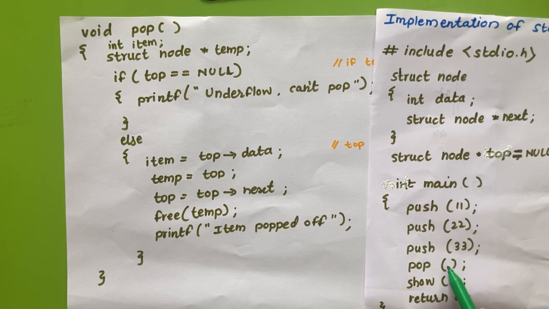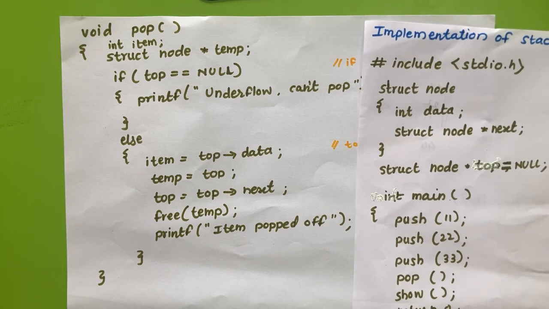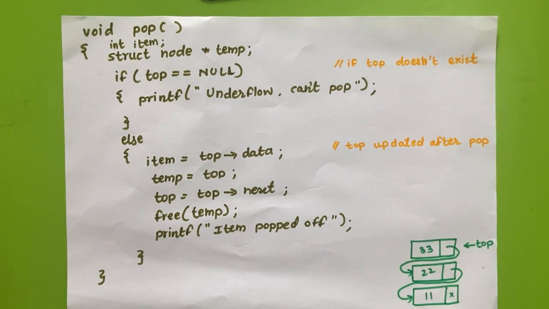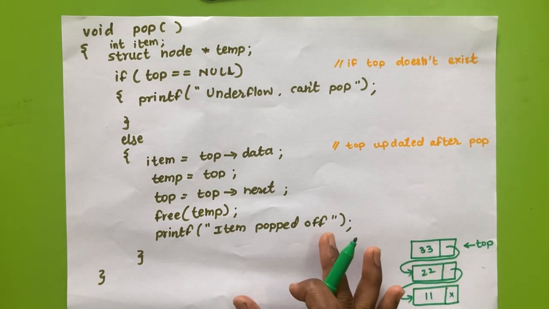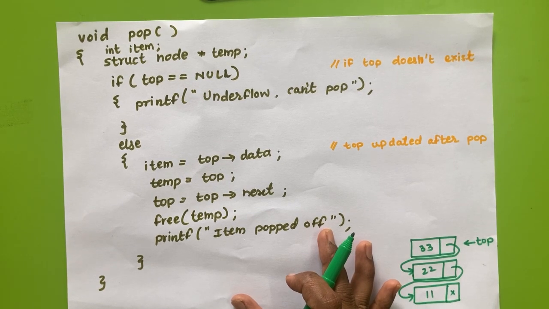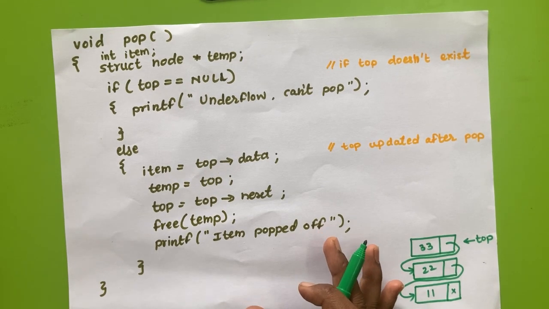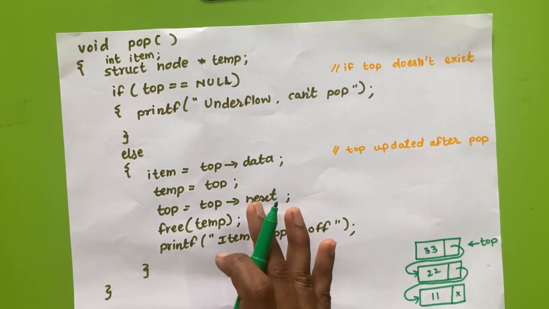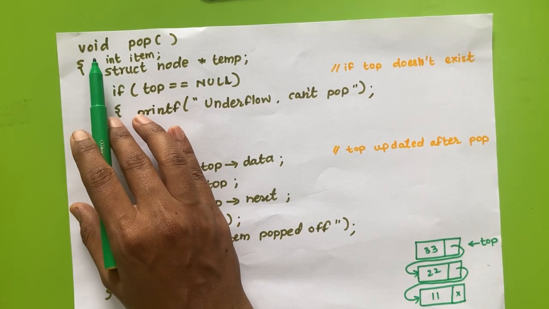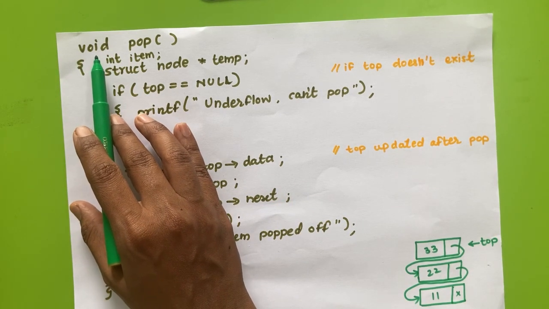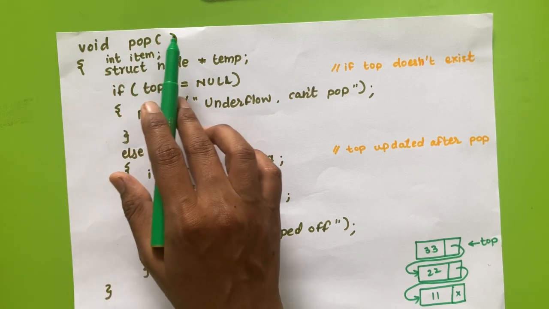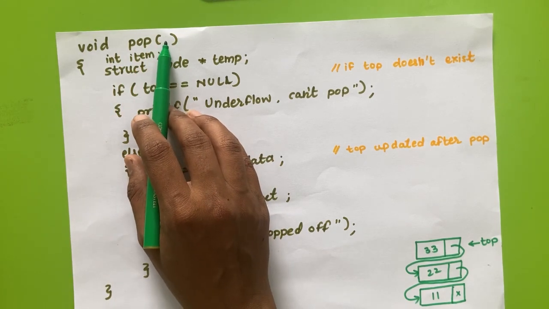Here the pop operation doesn't require any parameter to pass, because the pop operation will automatically pop out the top element only. No other element can be popped off from the stack instead of the top. So let's start with the pop operation. The execution counter will start to execute the pop operation. So void pop. Here I haven't mentioned any parameter.